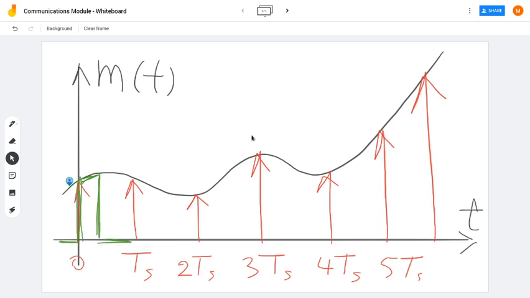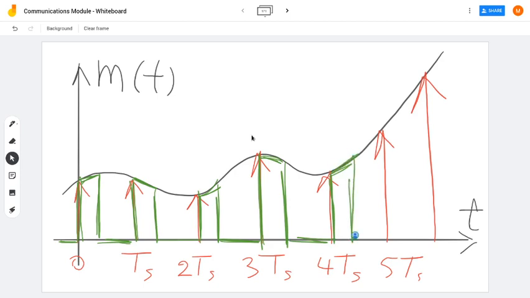If we carry on, now we have this sample as well, and a pulse instead of an impulse. And as you can see, the top part of the pulse is taking the shape of the message. This is what's called natural sampling. Okay, so this is natural sampling, and how it's related to the instantaneous sampling we have seen in the previous lecture.